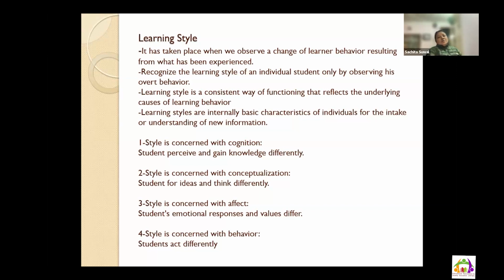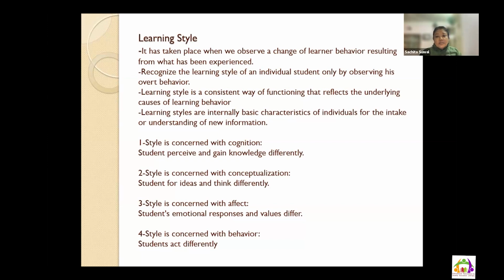And then, after you are using all these, because each and every student has their own learning style, you should be able, as a teacher, to understand their behavior, observe their behavior. It's a kind of consistent way of functioning, which reflects the underlying causes of learning behavior, because everyone cannot learn in the same manner. Everyone has a different way of learning. You cannot force everyone to learn in the same manner. Some learn through watching, some learn just by listening, some learn by talking, but some learn by touching, feeling, and having a holistic approach in their learning.